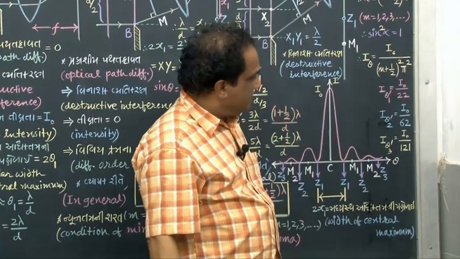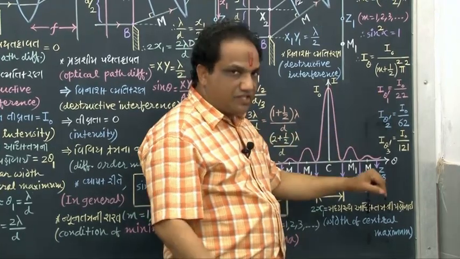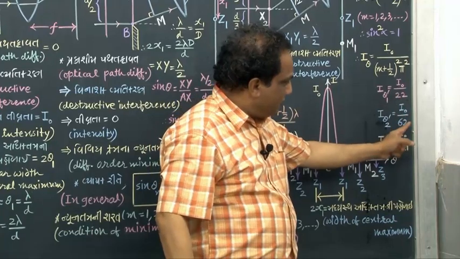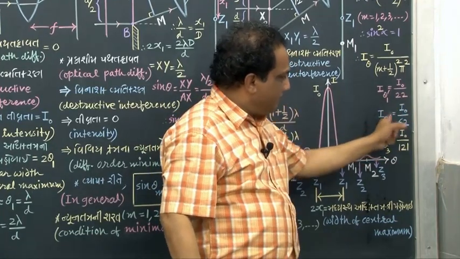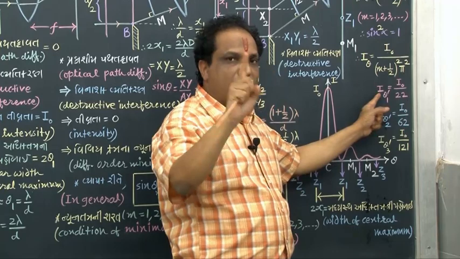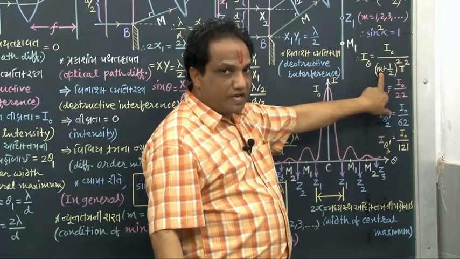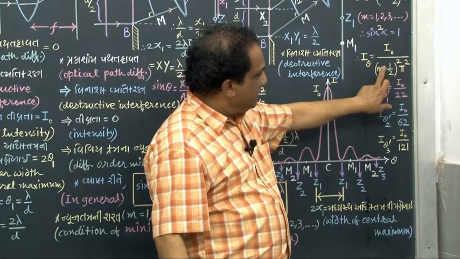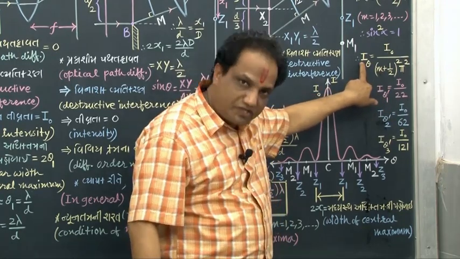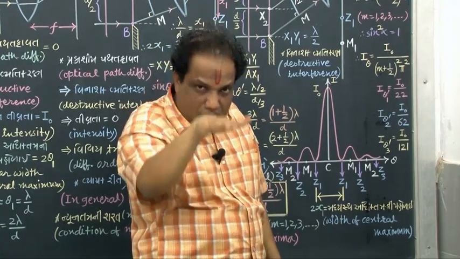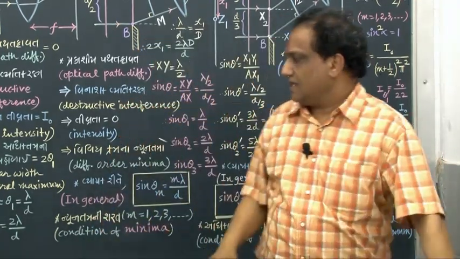So what have you noticed here? As the order of maximum increases, first to second, second to third and so on, the denominator goes on increasing, so the ratio will go on decreasing. In short, this intensity will go on decreasing. Here also you can see, because m appears in the denominator, when m increases, this intensity will go on decreasing. As the order of maximum increases, intensity of light goes on decreasing.